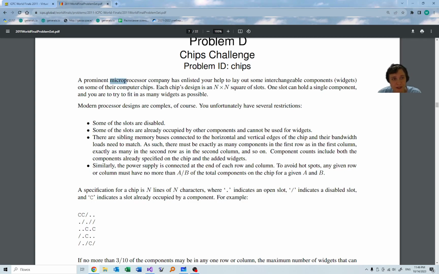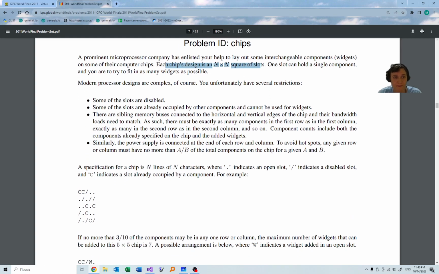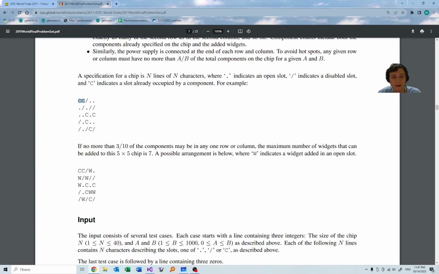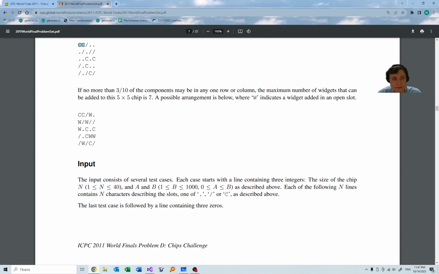We have some microprocessor company and it makes chips. Each chip is like an n times n square of slots, and each slot might be either empty, or disabled if it's filled with a slash, or finally it's already filled with a chip, in this case where it's C there. There are several conditions.